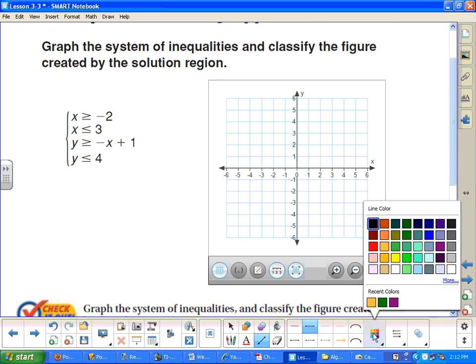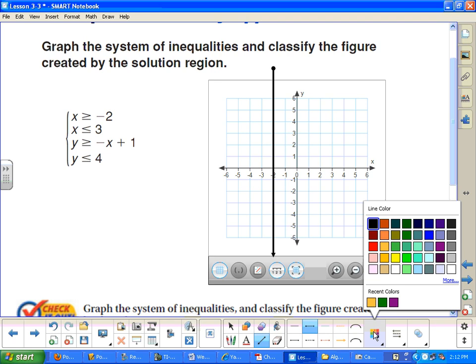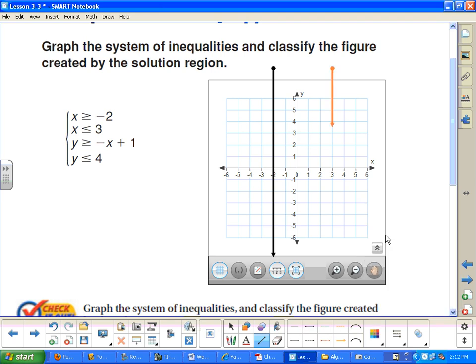So let's see. I guess we'll use the black one for that one. Is that a horizontal or vertical? Vertical, okay. So negative 2. All right, and I'm just going to draw the lines in first. x is less than or equal to 3. So that's vertical also. Let's use orange for that. Oops, I grabbed the wrong one again. Okay, that's all right.